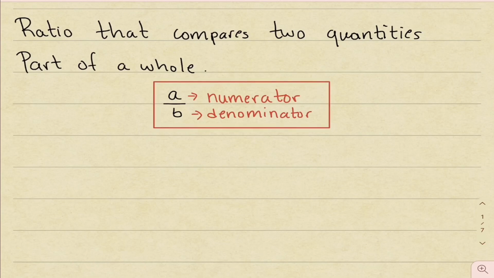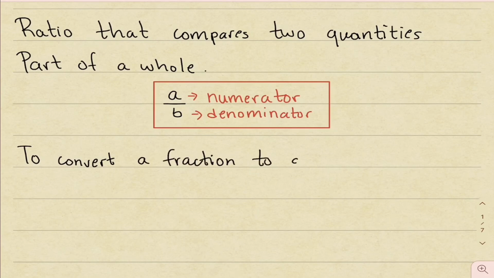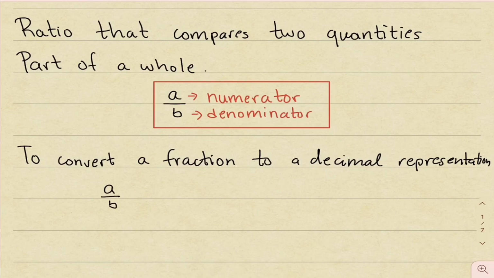You can convert any fraction into a decimal representation. So to convert a fraction to a decimal representation, we do this. Any fraction, a over b, for example, can be written as a divided by b. So this fraction bar is just dividing. So a over b is the same thing as saying a divided by b.